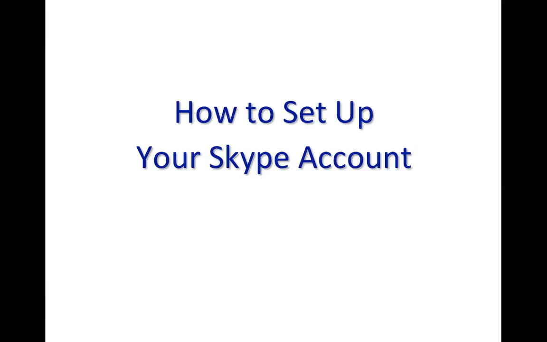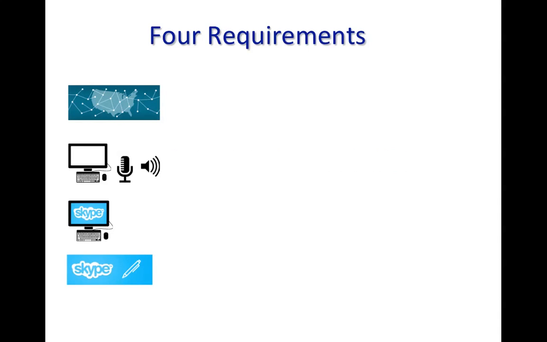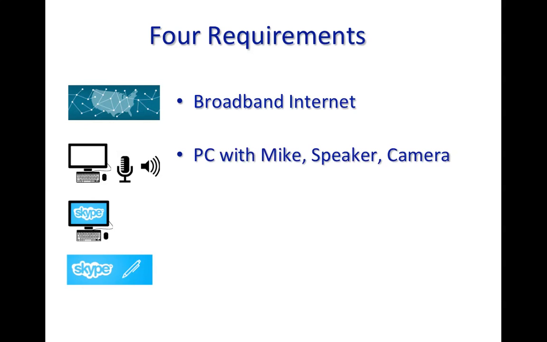This is a tutorial on how to set up your Skype account. There are four parts to signing up for Skype. You need a working broadband internet connection. Your PC needs a microphone and a speaker. If you want to make video calls, it will also need a camera. This is usually mounted on top of the screen.